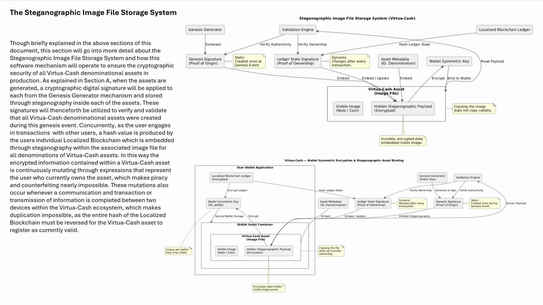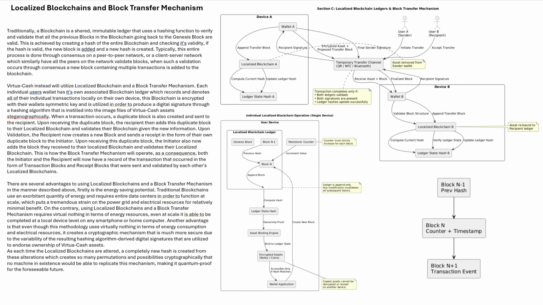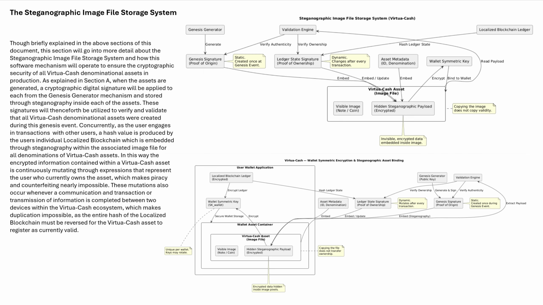So next, we have the steganographic image file storage system. Second to last mechanism. We briefly explained in the prior slides, and this will go into more detail about the steganographic image file storage system and how this software mechanism will operate to ensure the cryptographic security of all virtual cache denominational assets in production.